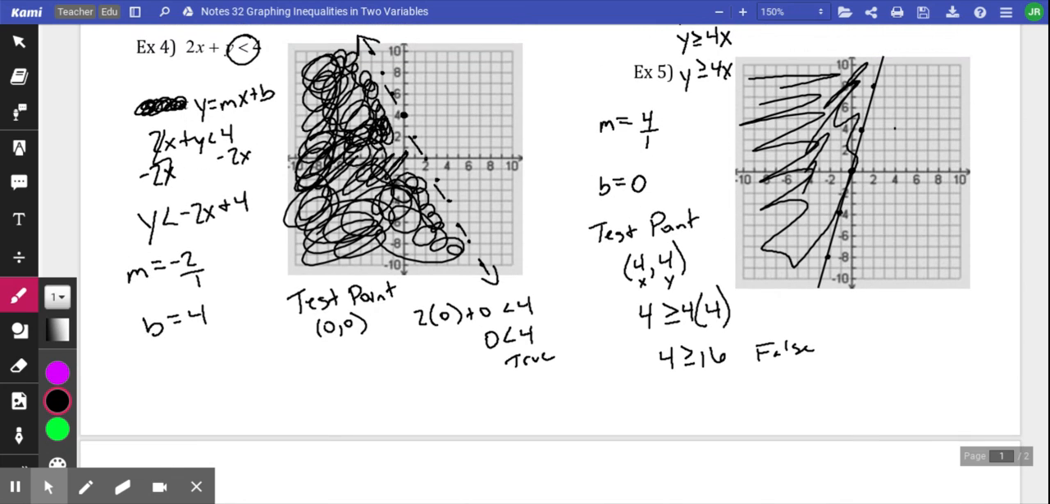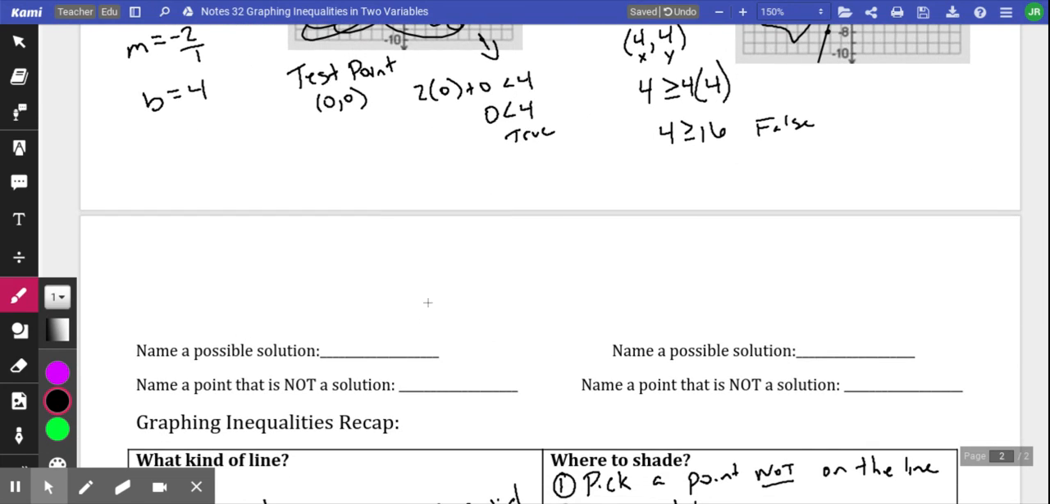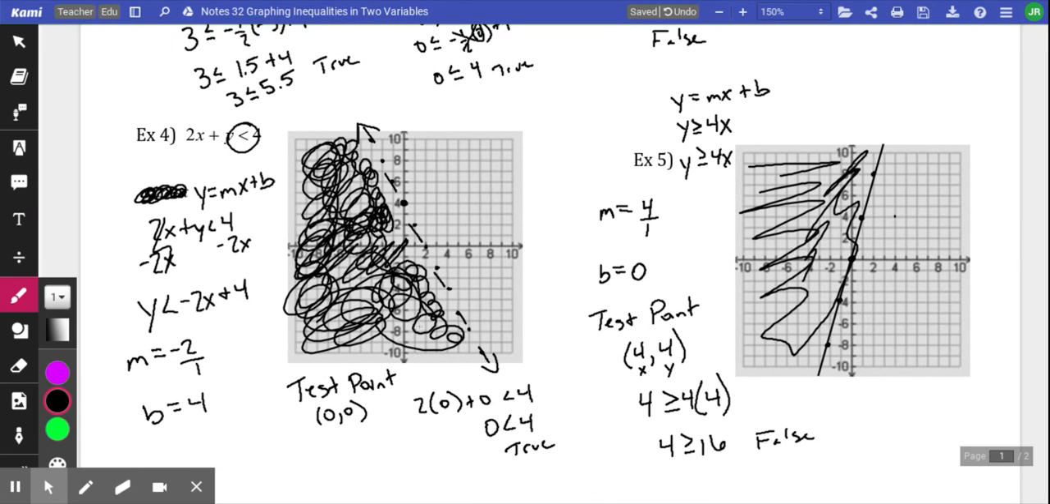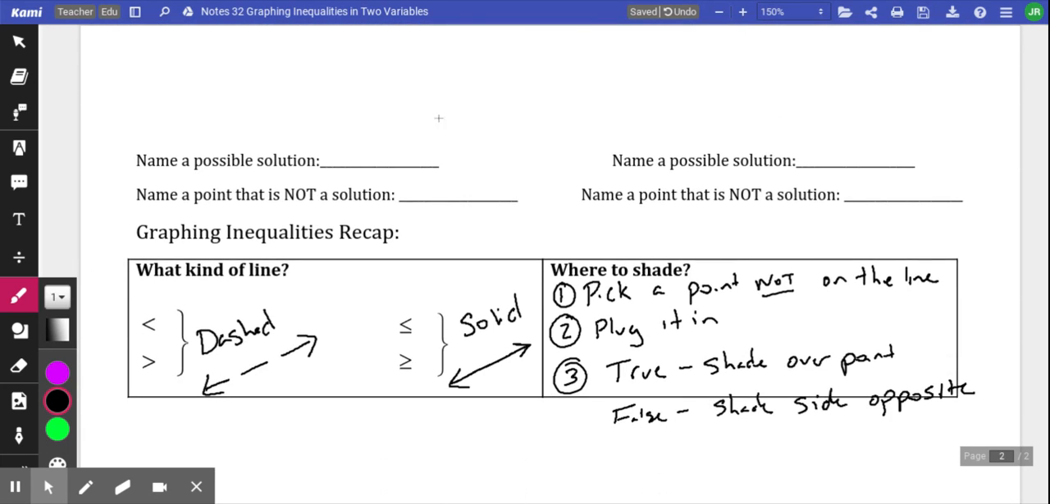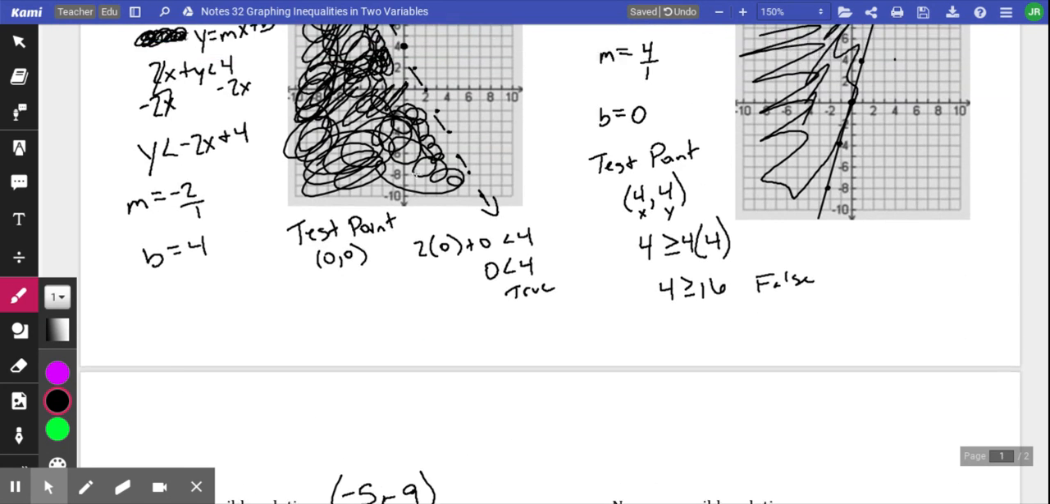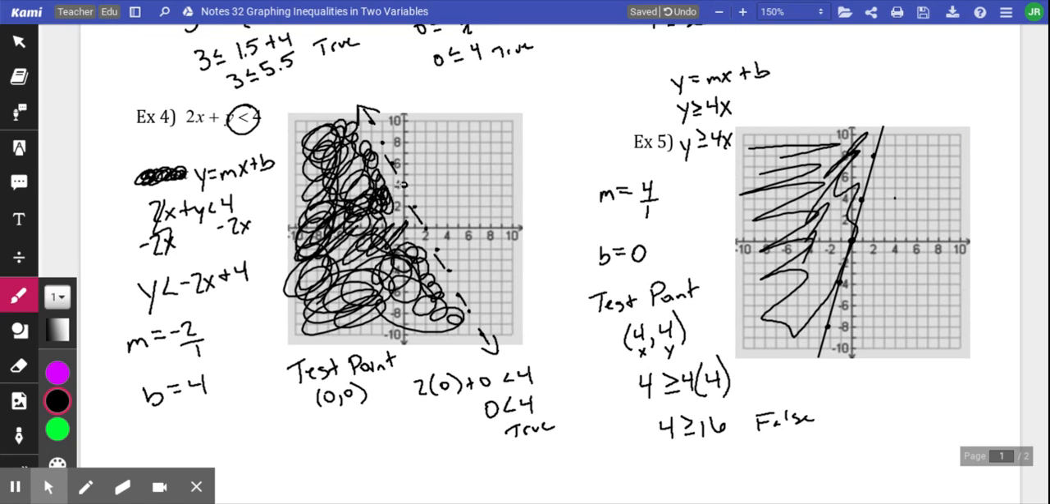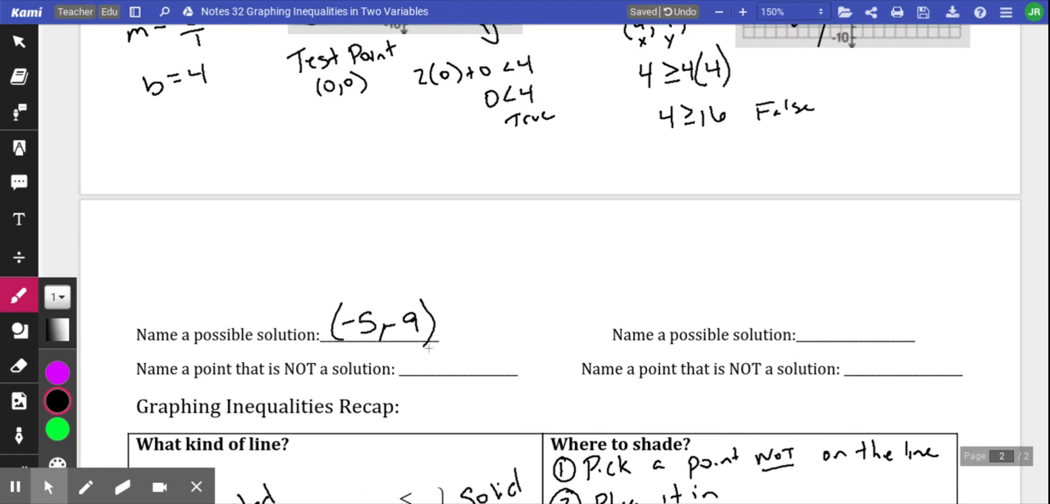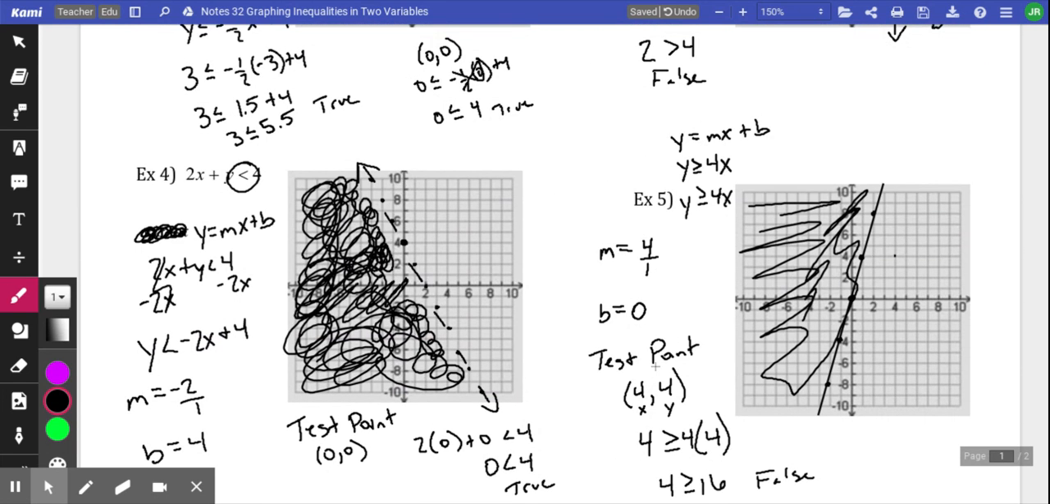So for example, going back up to these graphs, this graph right up here, what would be a possible solution? Well, I can pick any point that's in my shaded region. So this point right here would be a possible solution, which means that -5, -9 would be a possible solution. Points that wouldn't be a solution would be any point on this boundary line since it was dashed, as well as any point that's in the non-shaded region. So for example, 10, 0 is not in the shaded region, which means that 10, 0 is not a solution.